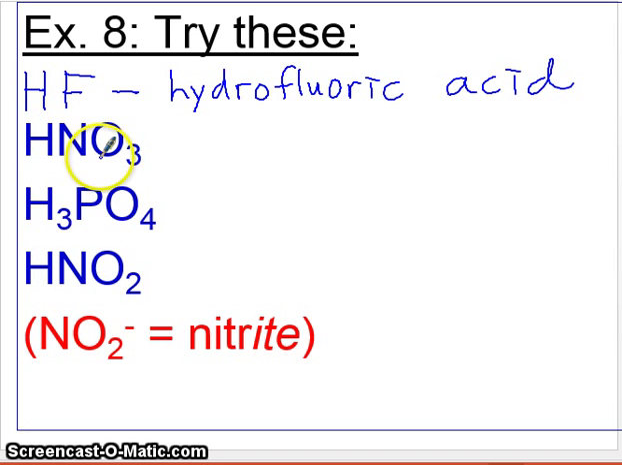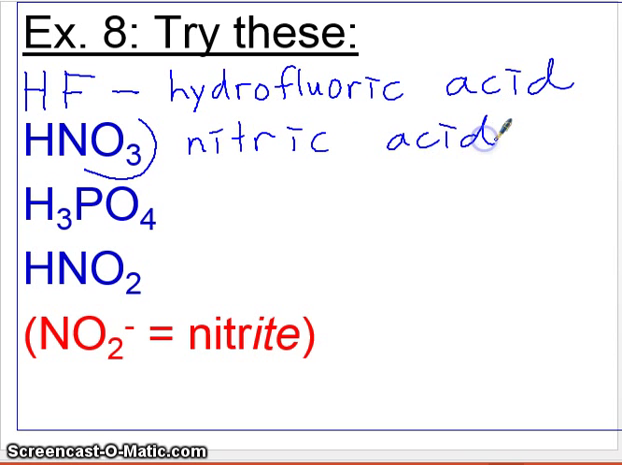Now for these oxyacids, you will not use the hydro. In fact, you will simply use the -ic. So this polyatomic ion, remember, is called nitrate. And nitrate becomes -ic, so you get nitric. Simple as that. So nitric acid. Notice no hydro because you have a polyatomic. This is phosphate. This polyatomic ion is phosphate. And so phosphate becomes -ic.